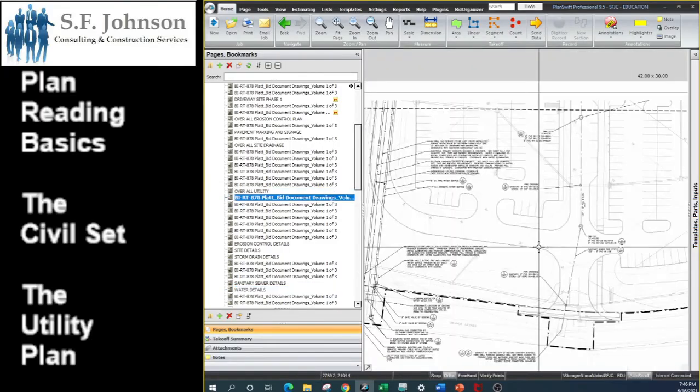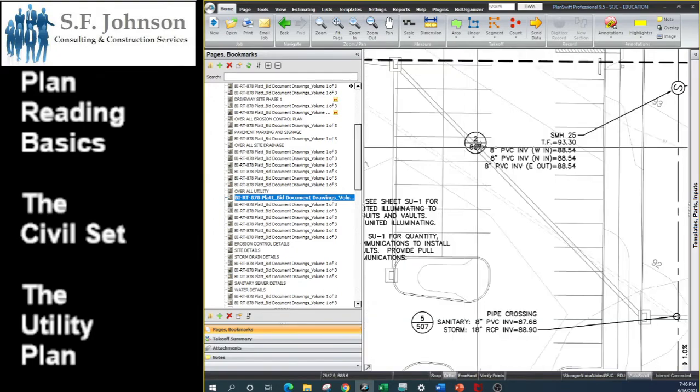Okay, so again, big overall utility plan, broke it up. And so what is that? 2/507.